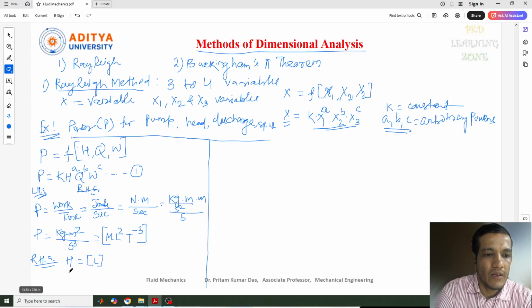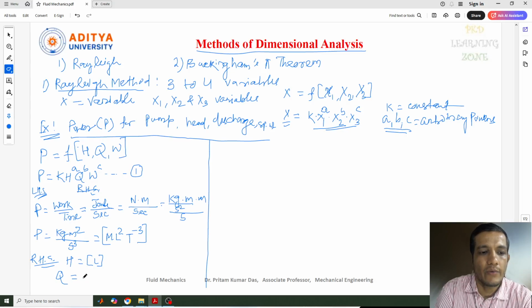And similarly, Q is the discharge. Discharge is nothing but the volume of water coming out with respect to time. So we know that this is meter cube per second. And here also, meter cube means length, width and height will be there. So similarly, we can write L cube by T. If you represent it in terms of dimension, we can write L^3 T^-1. So this is about the discharge.